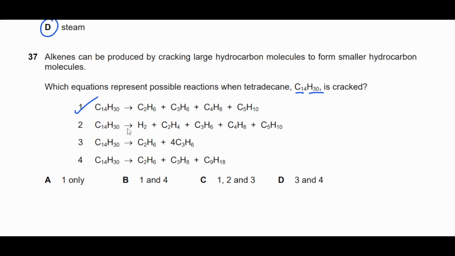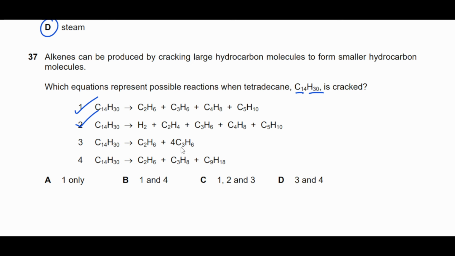For equation 2, let's see. 14 carbons, so 2 plus 3 plus 4 plus 5, which is 14. So that's correct. 30 hydrogen, so 2 plus 4, 6, 6 plus 6, 12, 12 plus 8, 20, 20 plus 10 is 30. So therefore, 2 can also be an answer.